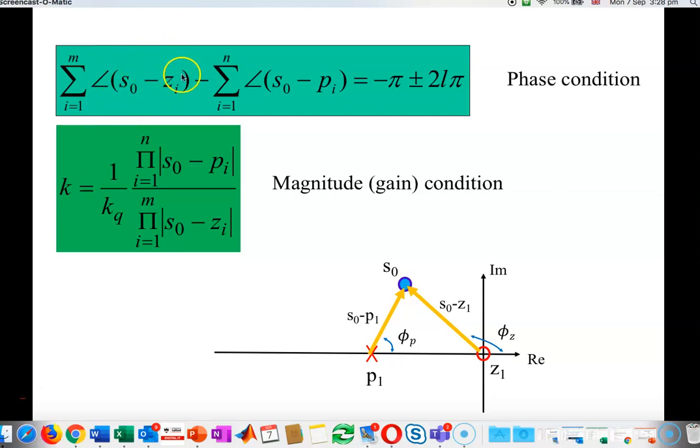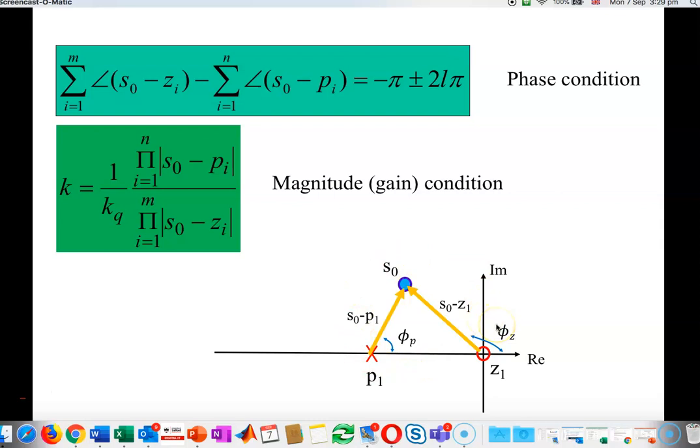It is the phase condition that is used more often, where we need to identify all possible closed-loop poles according to where the open-loop zeros, Zi, and open-loop poles are. We use the point S0 as a test: if we want to see that point is part of the closed loop with a control gain, then this condition must be met. Now, these two equations look very mathematical, but I'm going to use this diagram to show how we actually work out these conditions using the graphic approach.